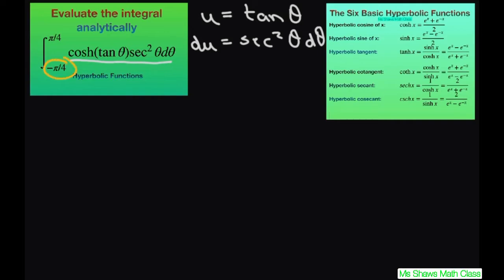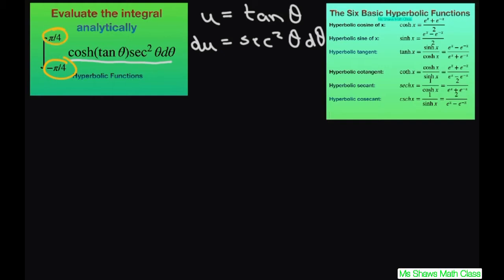We're going to let u equal tan of theta. So our derivative, du, equals secant squared theta d theta. And when we do our u substitution, we're going to have to change our lower and upper limits.